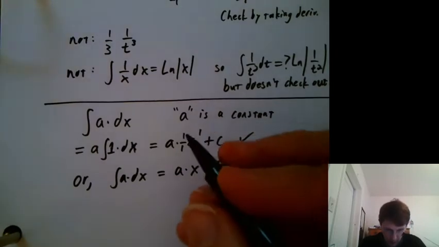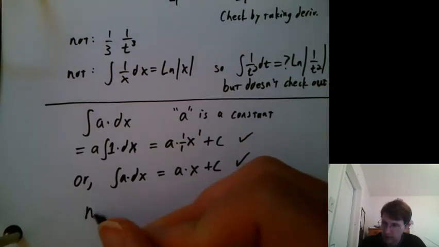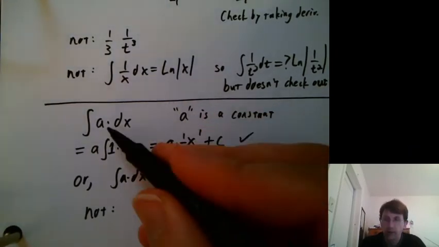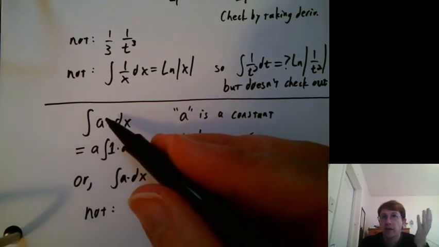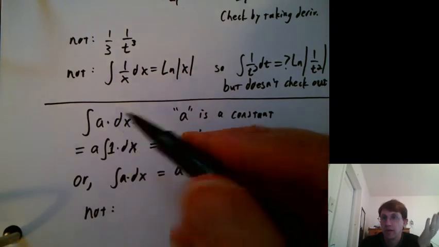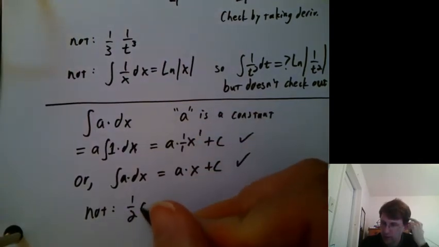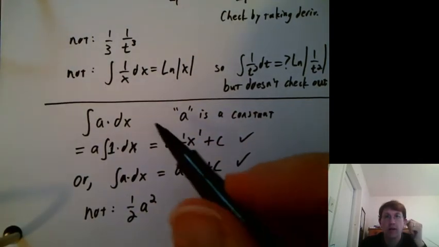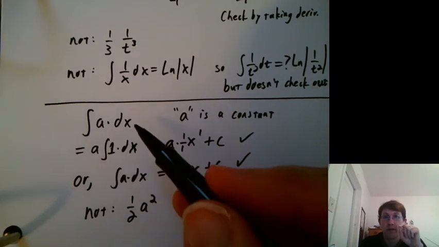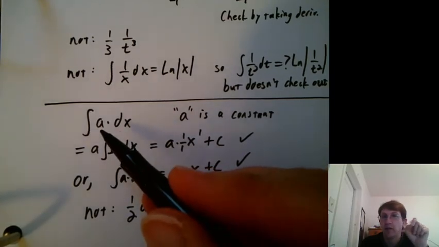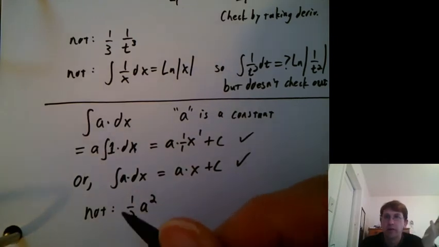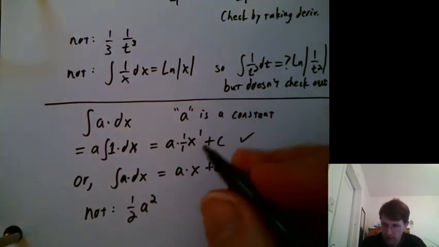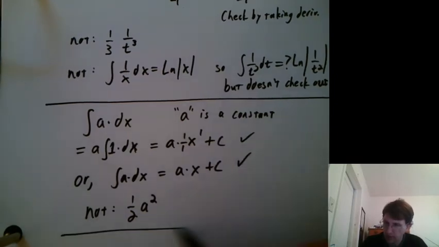Where you have to be really careful is saying, well, any variable I have here, if it's kind of to the 1, I'm going to make it to the 2. So it's tempting to say it's 1/2 a squared. That would be the answer if this was x dx, but a is not a variable, it's a constant, so we don't change the power on it and multiply it by 1/2 or anything. So that's something else to be wary of.